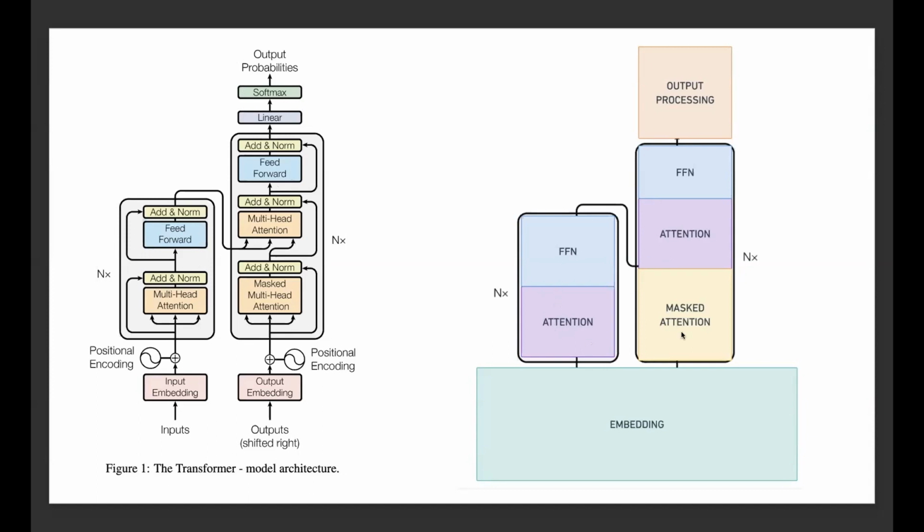So if we see, we have two attention layers. There is something called masked attention. Let's see if it's anything different. And then we have two blocks of feed forward networks, right? One is for the encoder and one is for the decoder.